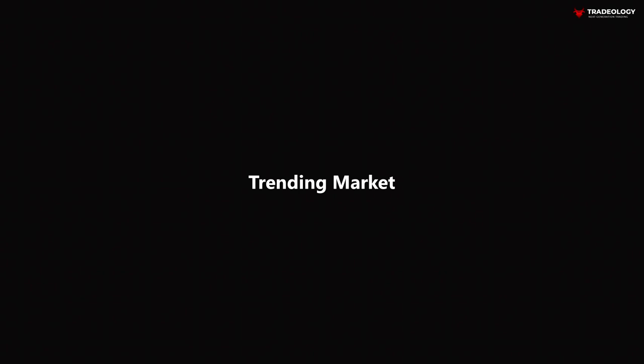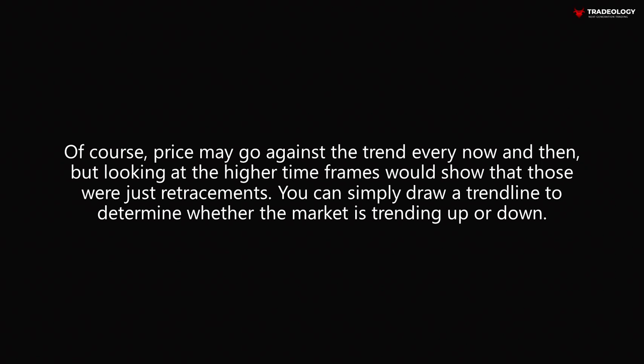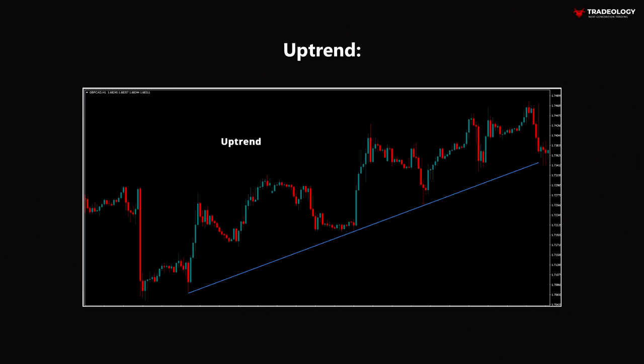Now, let's cover the trending market. The trending market is one where price is generally moving in one direction. Of course, price may go against the trend every now and then, but looking at the higher time frames would show that those were just retracements. You can simply draw a trend line to determine whether the market is trending up or down, and we'll look at that now. So in this image that you'll see on the screen, we see an uptrend.